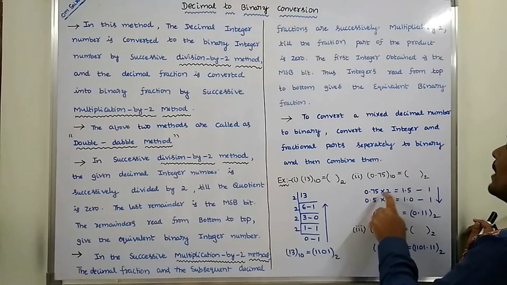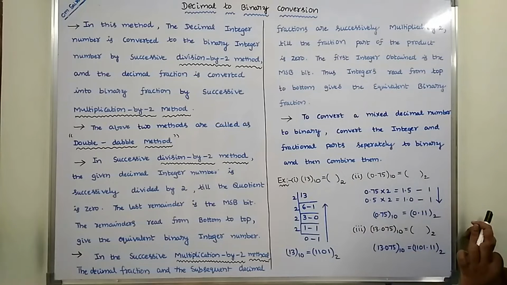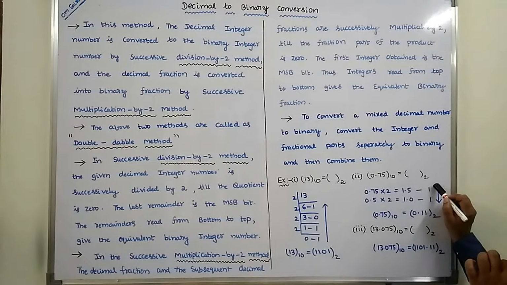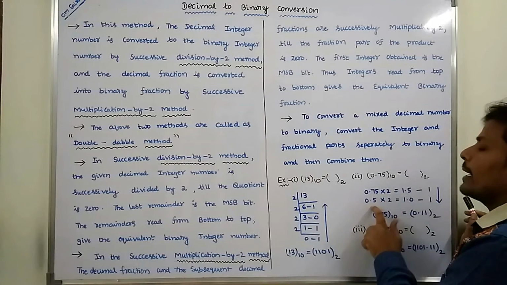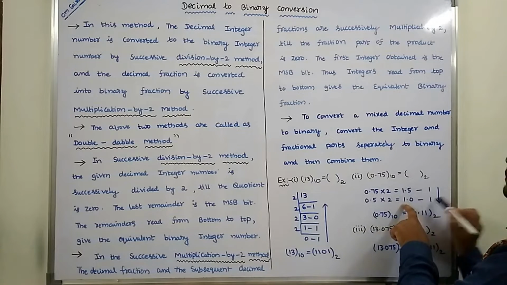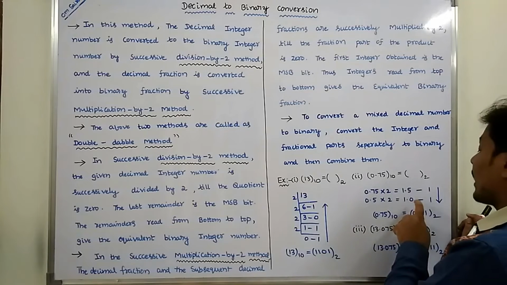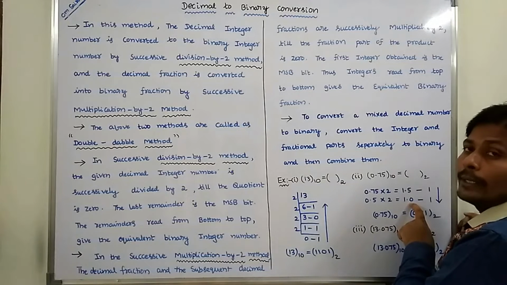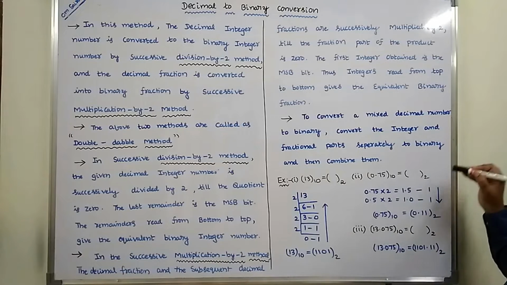So 0.75 into 2 is equal to 1.5. We separate the integer part and the fraction part, and we write down the integer part. The remaining fraction part is multiplied with 2, which gives 1.0. The integer part is separated, and the remaining fraction part is 0.0. Whenever the fraction part becomes 0, we stop the procedure. The integer parts that we have written are read from top to bottom.